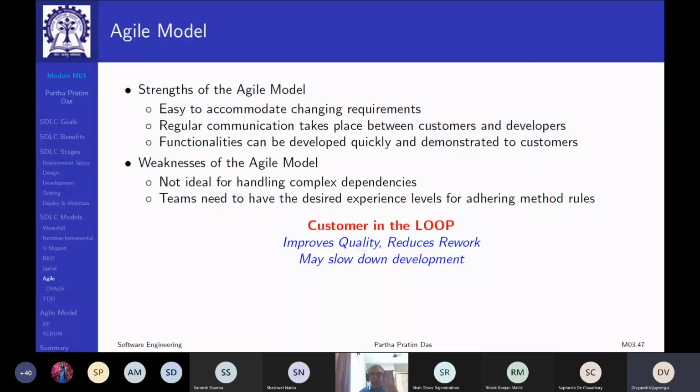As you go to the industry, many of you will be working with this agile model of software development. In fact, now it's spreading to some of the other development processes also, which are not so soft, like chip design. Chip design is also involving a lot of agile model for its activities. So the customer is in the loop. It improves quality, reduces rework, but certainly it may slow down development if you are not able to plan and break down the requirements properly.